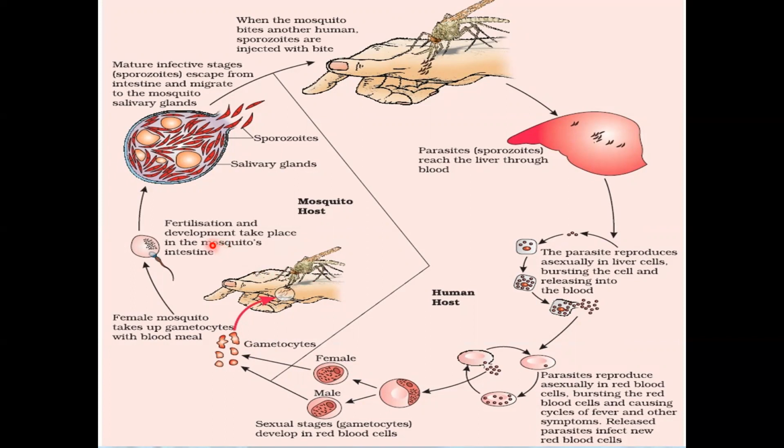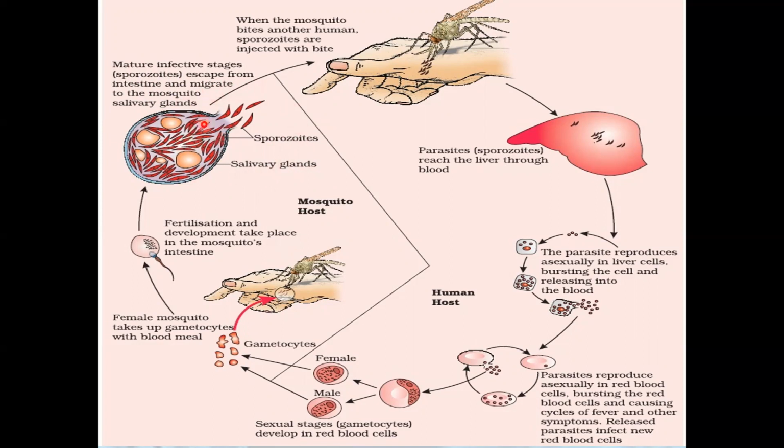Inside the mosquito, what will happen? You can see here. Fertilization will take place because gametes were formed. Male and female gamete will be formed, and fertilization will take place inside the mosquito. Again, they will mature over there. After maturing, it will form sporozoites, and these sporozoites will enter the salivary glands of the mosquito. See here. Mature infective stages escape from intestine and migrate to the mosquito salivary glands. They will enter the salivary glands of the mosquito.